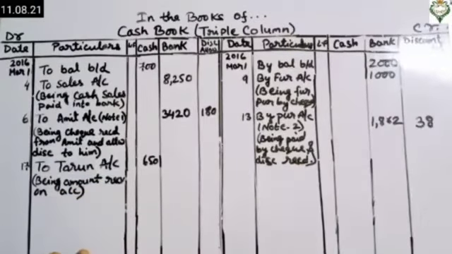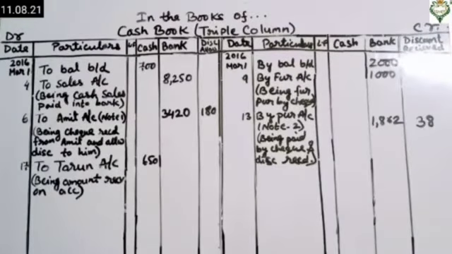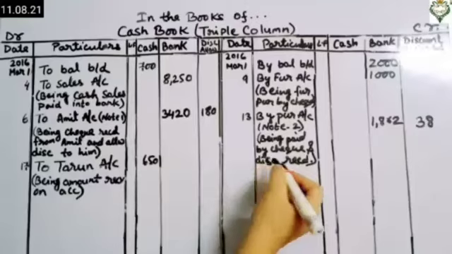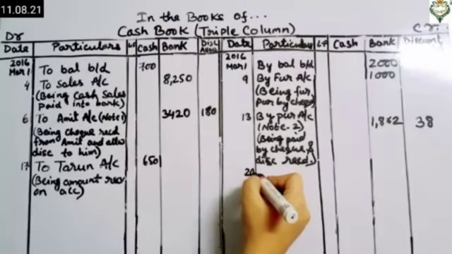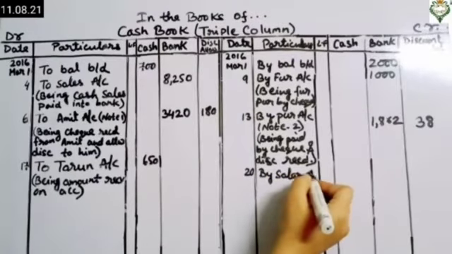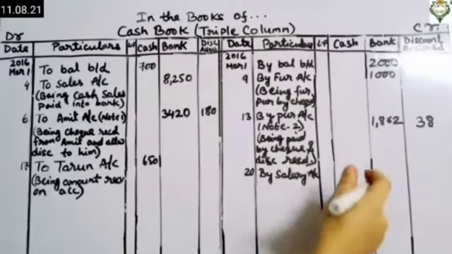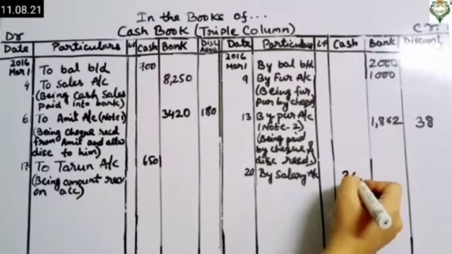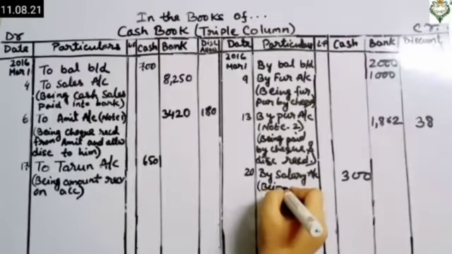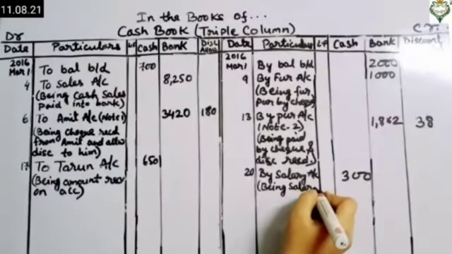Now come to the next entry that has been done on 20th March, drew from cash and paid salary, that is for 300. So drew from cash, that means he has paid the salary. We are paying the salary through cash, so we have to record at the credit side. The date is 20 and we have to record by salary account, and the amount we have to record in the cash column because through cash we are paying the salary, that is 300. And write the narration: being salary paid.